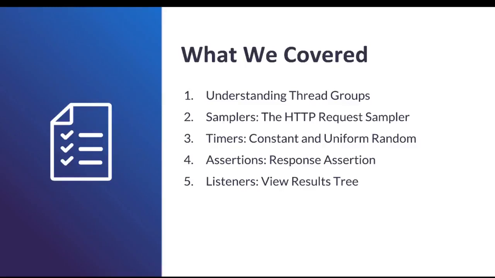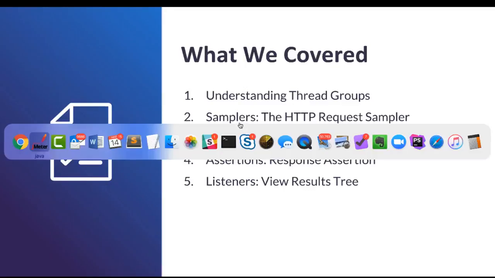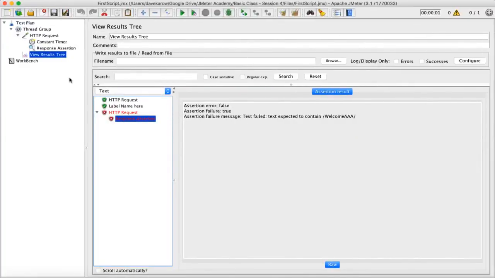It's important to not just assume everything's fine. It's good to put assertions in for really every action to make sure that you're getting back what you expect to get. And then finally, listeners, the view results tree. Now, before we wrap up for today, I want to say something about listeners. This view results tree listener is super valuable, super useful for what we're doing here.